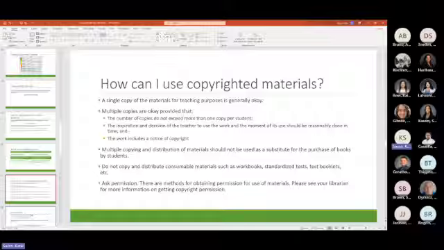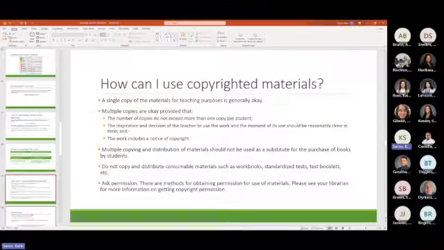Don't use multiple copying and distribution of materials as a substitute for the purchase of books. And do not copy and distribute consumable materials such as workbooks, standardized tests, test booklets, etc. If in doubt, always ask permission.